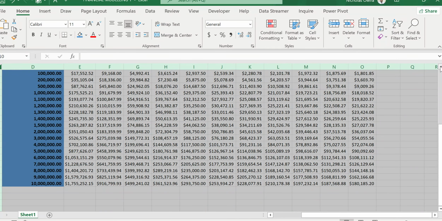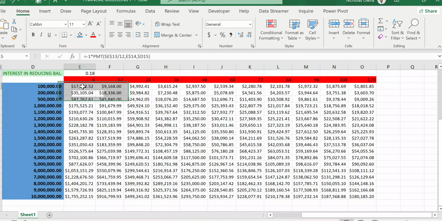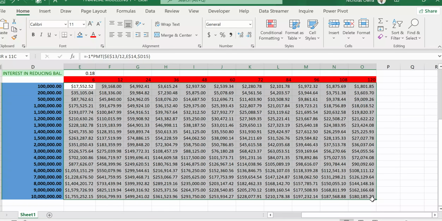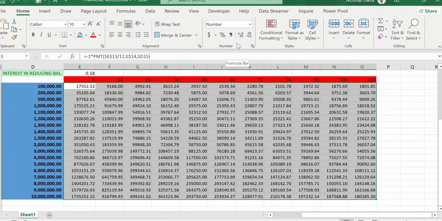Now you can see very well guys, we have our figures. There's something that we do not want to see. We do not want to see these dollar signs in front of our values. We just want them to be numbers. So what I'm going to do, I'm going to come to where we have our number features, click on that, then number. Then you can see that one has been removed.